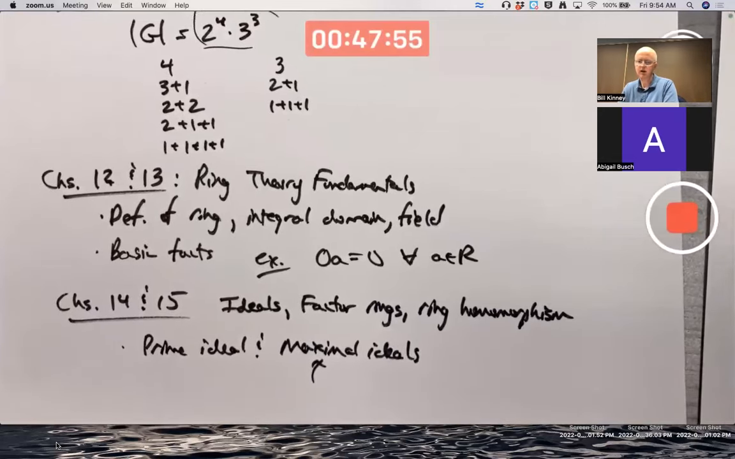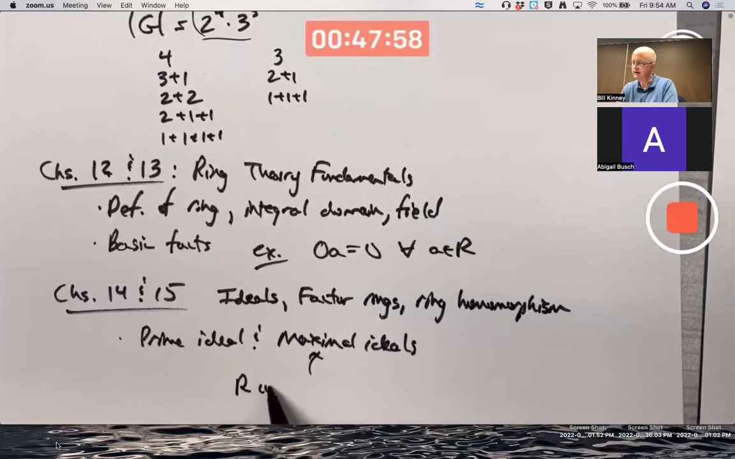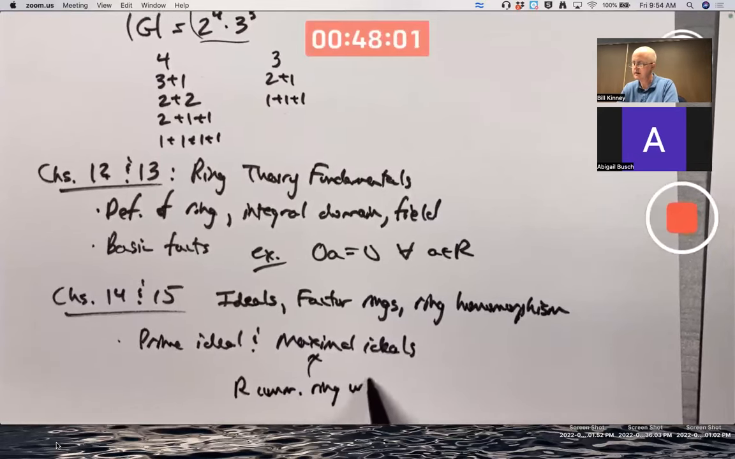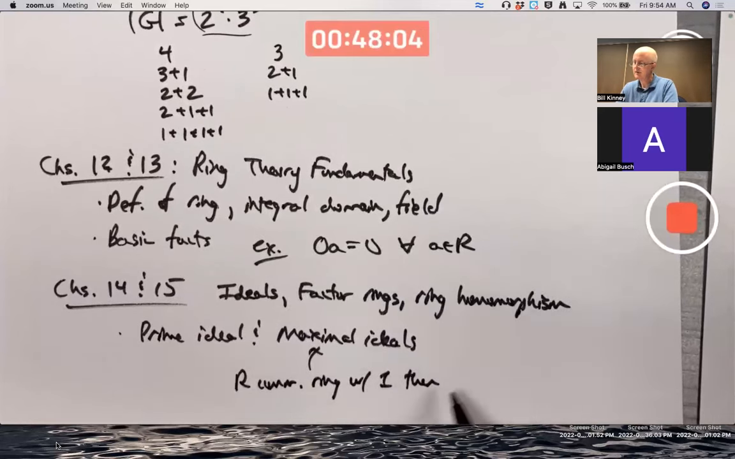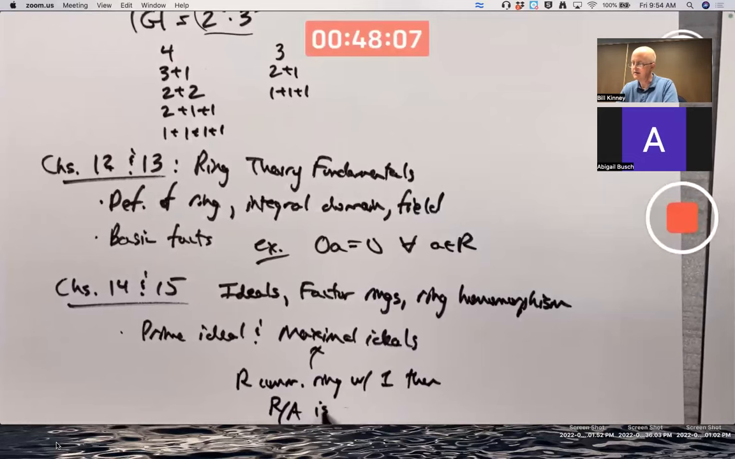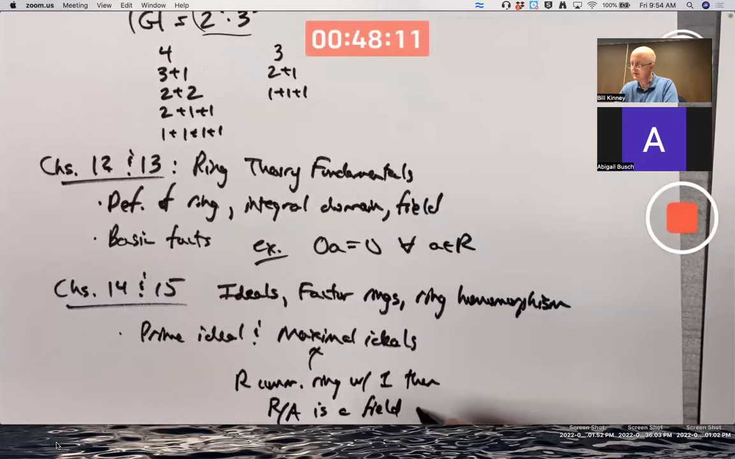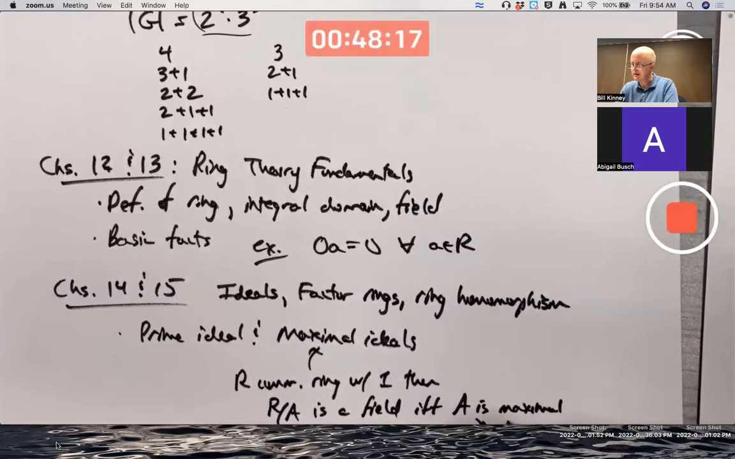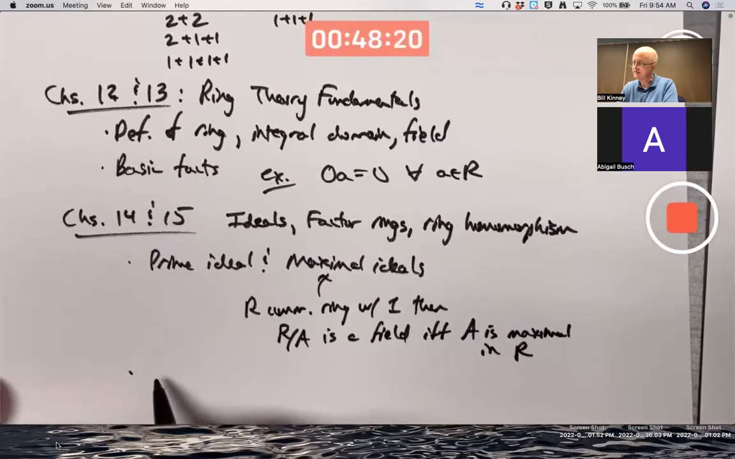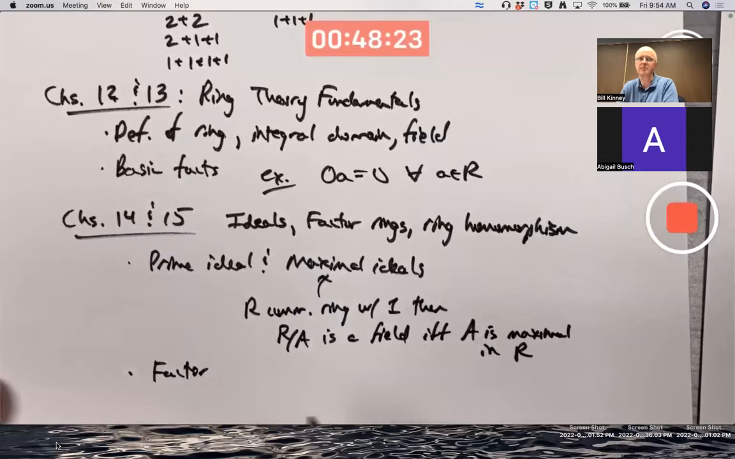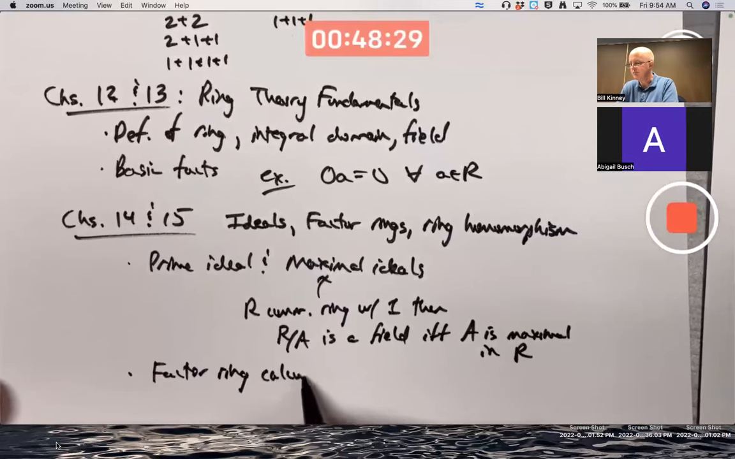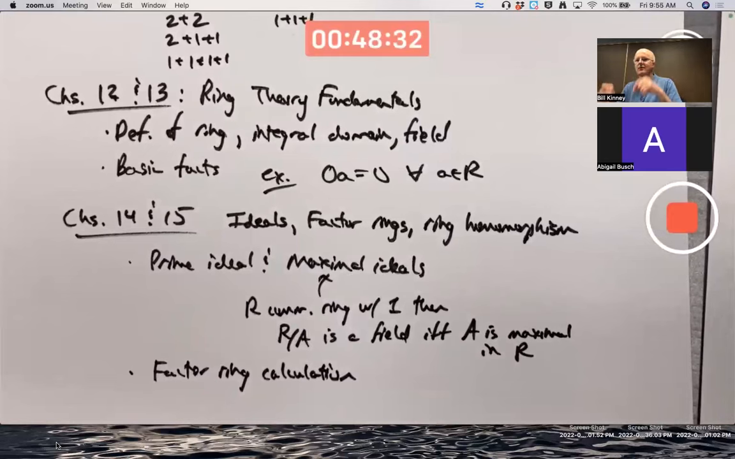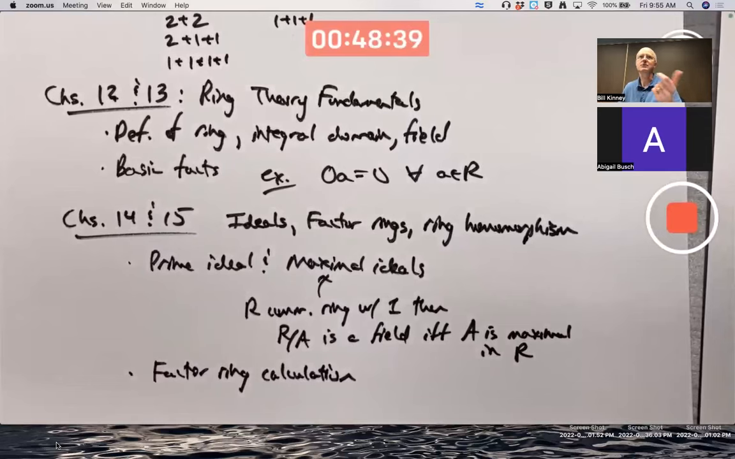And the fundamental fact here: if R is a commutative ring with unity, then R mod A is a field if and only if A is maximal in R. There are also important things related to factor ring calculations, being able to just compute products of cosets in a factor ring, and the property that's the definition of an ideal that gets used when you do those calculations.